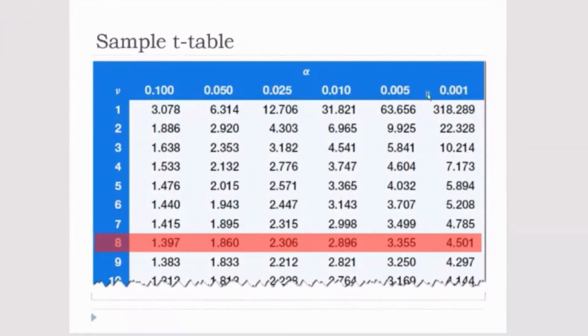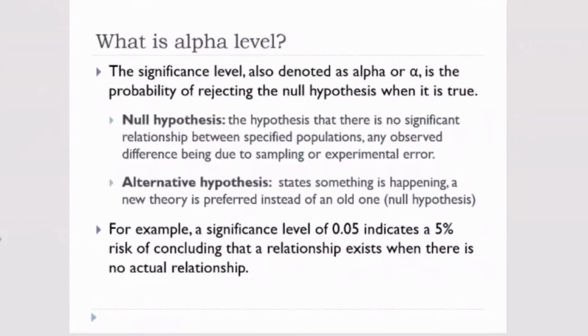or the significance level. Now, let's go back and see what's the meaning of the alpha level. The alpha level, also denoted by the Greek letter alpha, means the probability of rejecting the null hypothesis when it is true. So for example, if we have a 0.05 significance level, we can easily interpret that as 5%, right? 0.05 is also 5%. That's the decimal form of 5%.